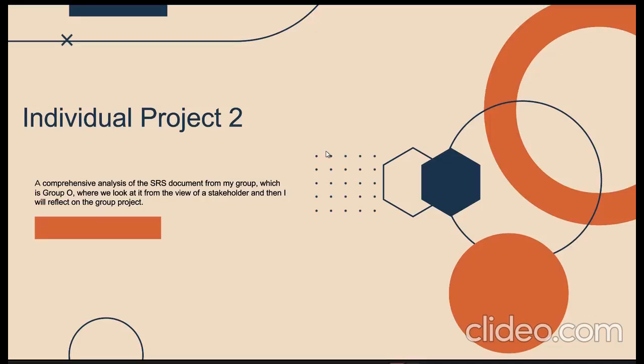My name's Andrew Brady. My student number is 23447126, and this is my individual project part 2, where I do a comprehensive analysis of the SRS document, and I was part of Group O.